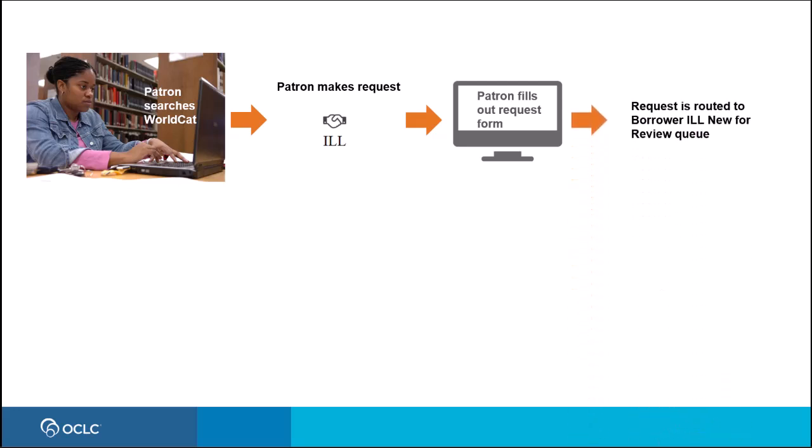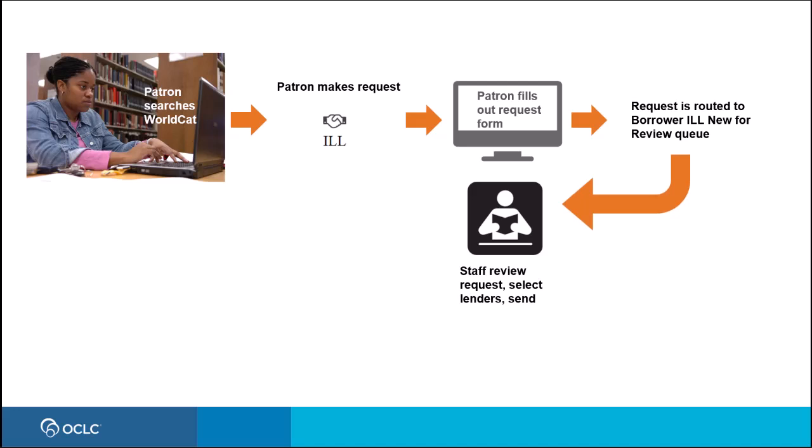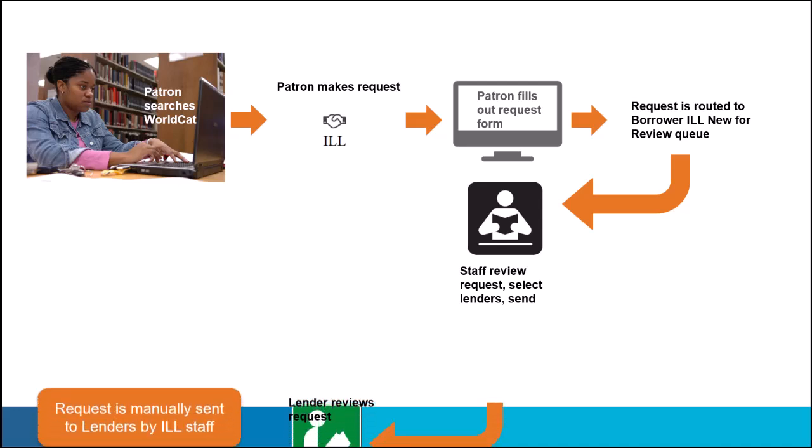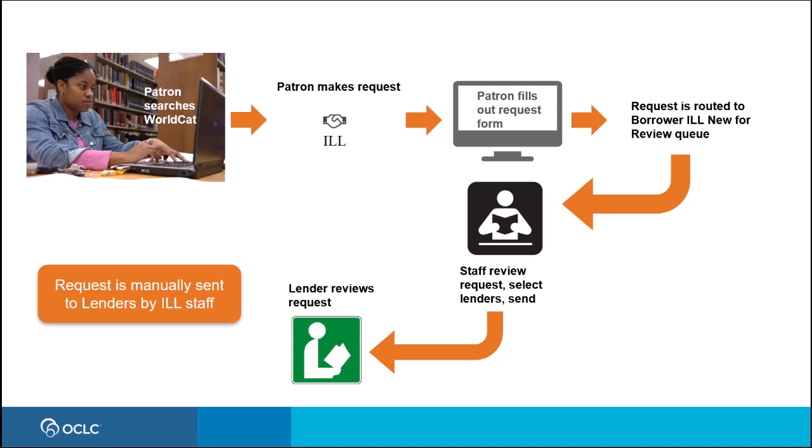Once the request is submitted, the system routes the request to the borrowing library's WorldShare ILL new to review queue. From there, the borrowing library can verify the information on the request, choose the lending libraries to route the request to, then send the request. The lending library will review and answer the request.